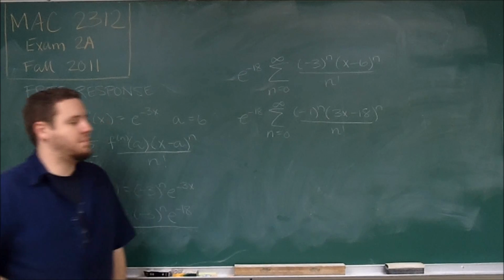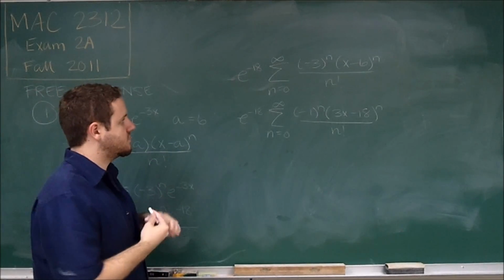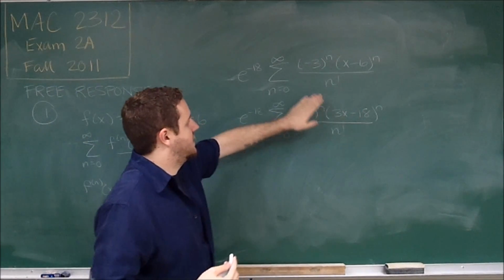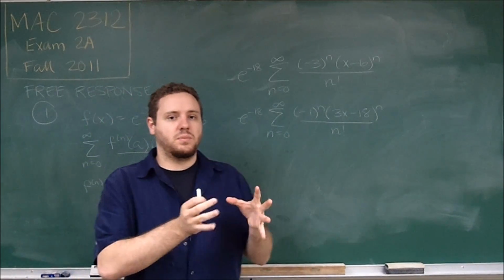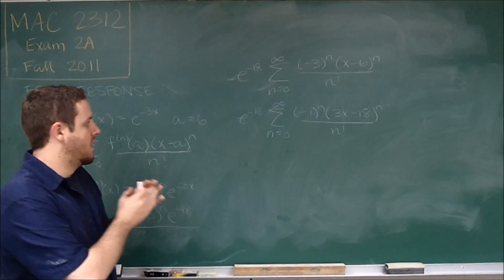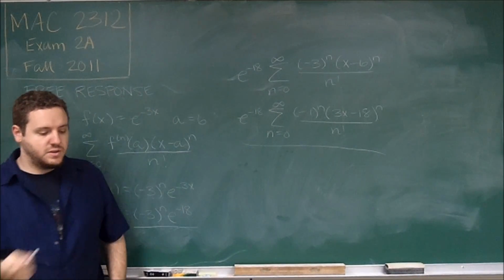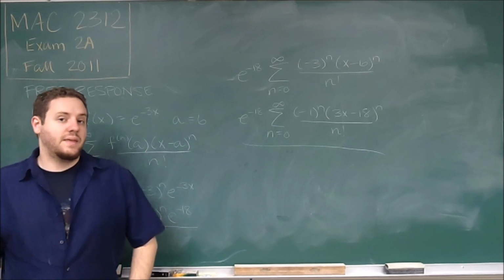If this were, for example, a multiple choice problem, this is more likely what you would see. But you can see this is the exact same thing. I just distributed the 3 in there and left the negative 1 to the n, the alternating part, by itself. And this has the e to the negative 18 outside. So this would be your Taylor series expansion for this function at that a.